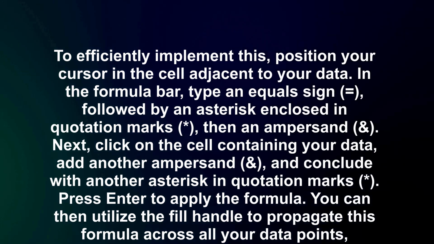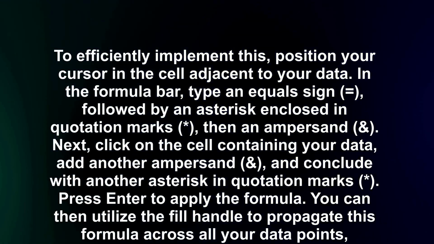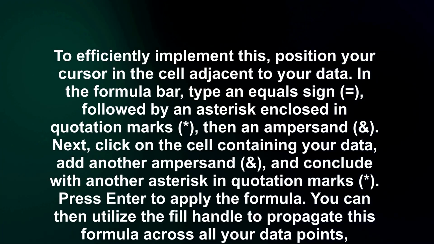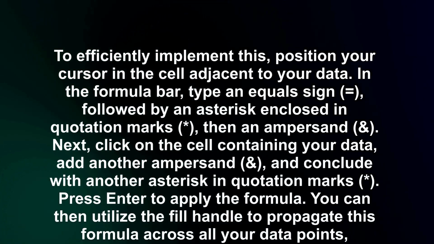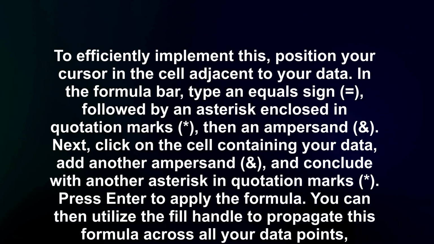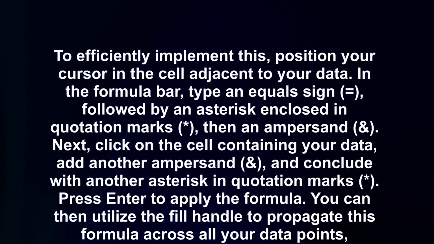In the formula bar, type an equals sign, followed by an asterisk enclosed in quotation marks, then an ampersand. Next, click on the cell containing your data, add another ampersand and conclude with another asterisk in quotation marks. Press Enter to apply the formula.